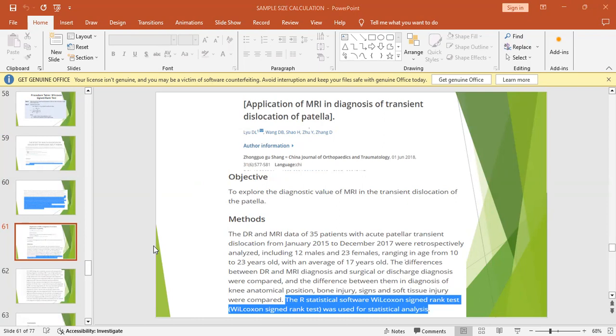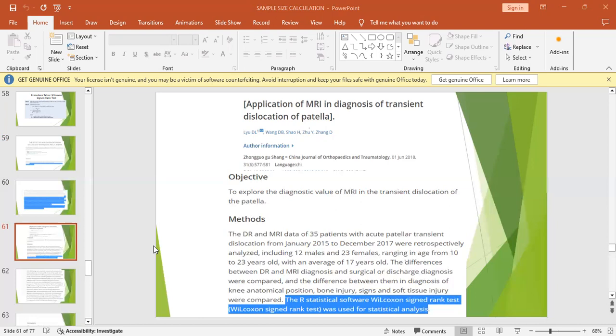The diagnostic radiology and MRI data of 35 patients with acute patellar transient dislocation from January 2015 to December 2017 were retrospectively analyzed, including 12 males and 23 females, ranging in age from 10 to 23 years old, with an average of 17 years old.